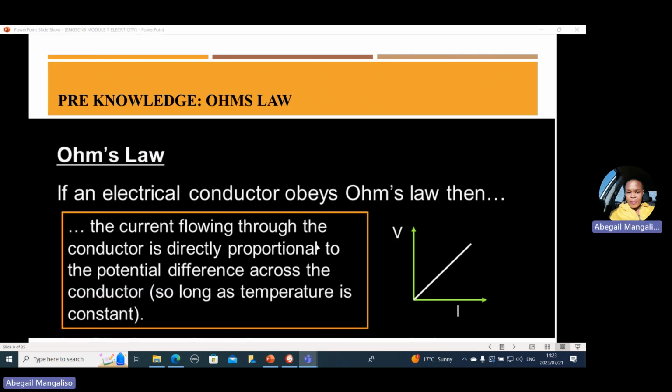The knowledge of Ohm's law. You must be able to state this law and apply it in calculation. Ohm's law states that the current flowing through a conductor is directly proportional to the potential difference across the conductor, so long the temperature is constant.